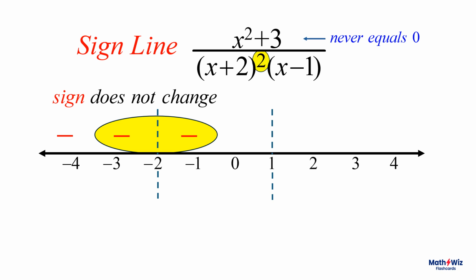Using values of x on the far left, we get negative for the expression. Crossing the squared term, it remains negative. Crossing the regular linear term, the sign changes to plus. This is a complicated expression and a complicated sign line.